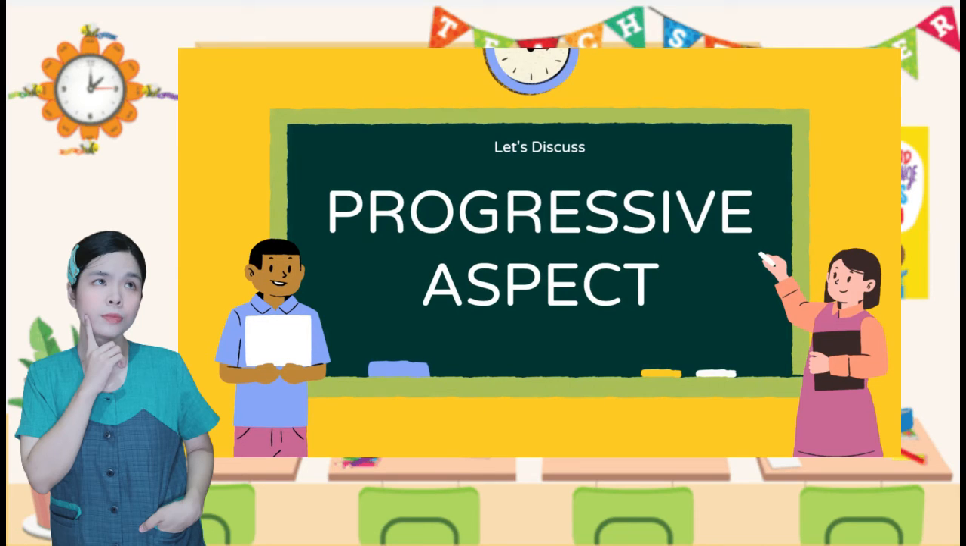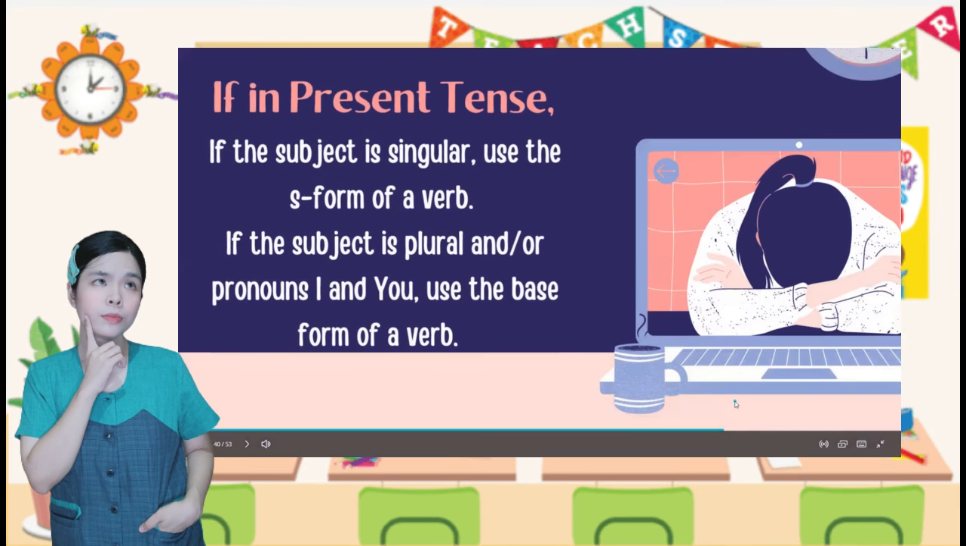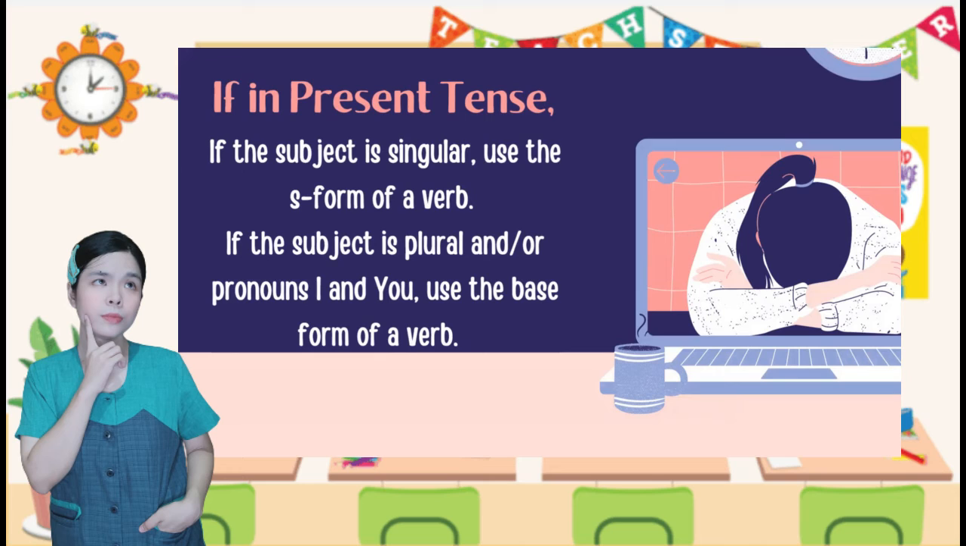What are the progressive aspects of a verb? In the present tense, class, if the subject is singular, use the S form of a verb. If the subject is plural or the pronouns are I and you, we use the base form of a verb only. This is the simple present tense of a verb.